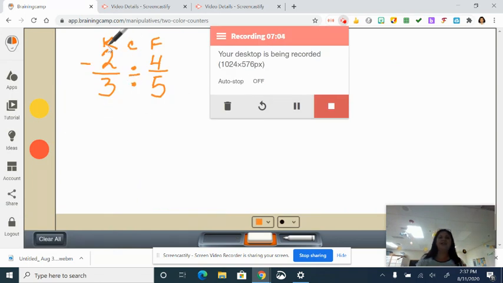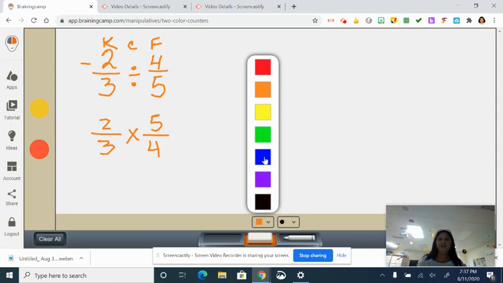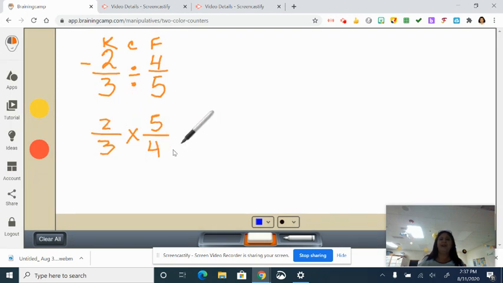So I'm going to do keep, change, flip. I'm going to keep my first one. I'm going to change my sign, and I'm going to do the reciprocal, which means I'm flipping my last fraction. So I'm going to simplify before I multiply. This becomes 1 times 2. This becomes 2 times 2. Get rid of my common factors. I'm left with 1. 5 no longer has a common factor with 3 and 2. So I am done simplifying.